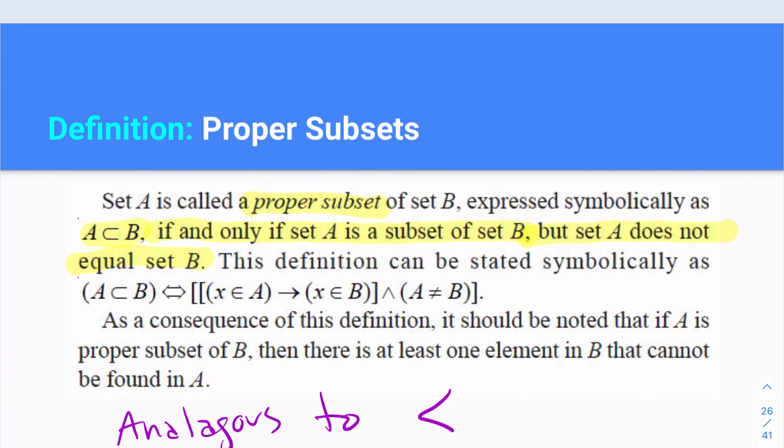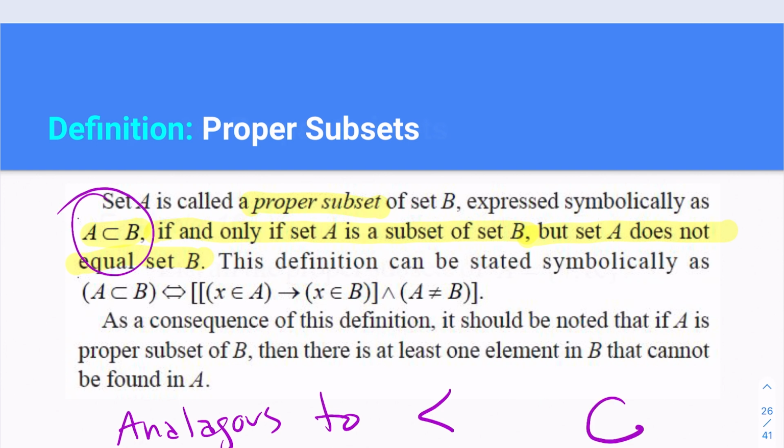Okay, and the analogy that you can use for this one is strictly less than. Because with the subset one, if you remember, the analogy I suggested was to help you remember this is less than or equal to. So this one you can just think of strictly less than, and that will help you remember that the symbol that we're going to use looks like this.